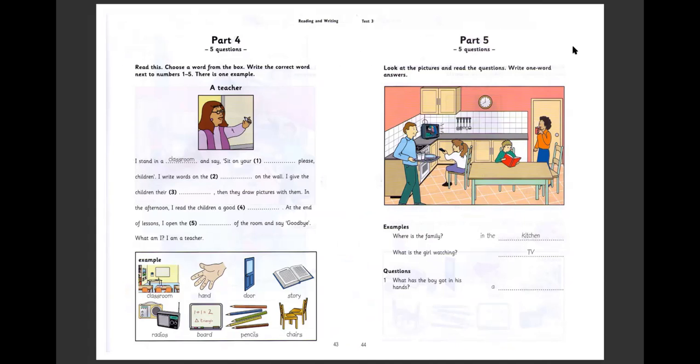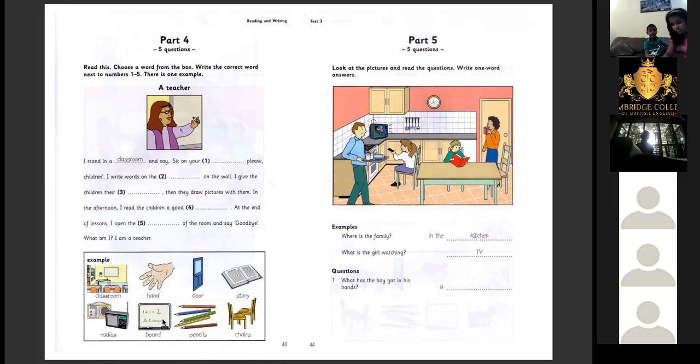So here, part 4. In part 4, you have 8 words to use as the answers. Methana answers walata ganna puluwam puthe. Words 8ak deela thiyenawa. Can you all see?